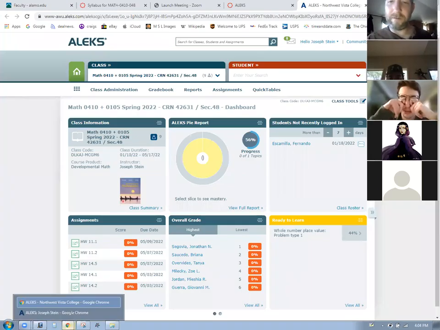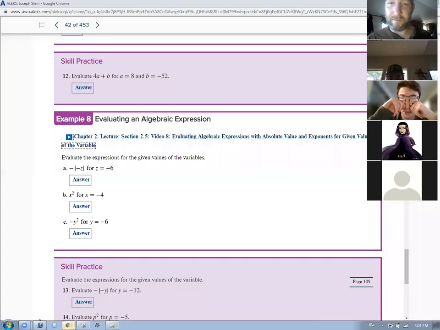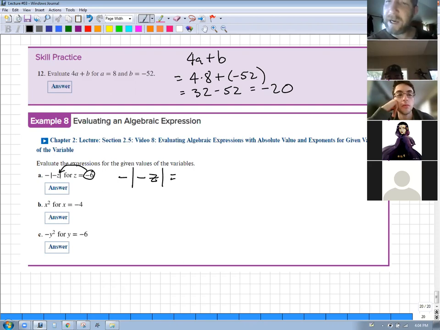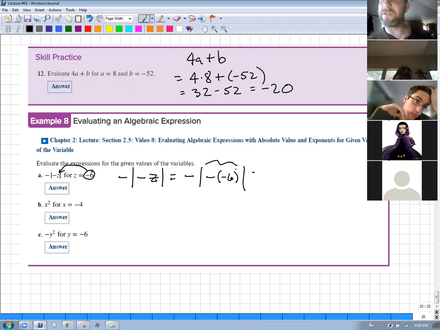All right. So let's look at some of these examples here. Evaluate the expressions for the given values of the variables. So all we're going to do here is take -6 and replace z with it, okay? So we have a negative absolute value of -z. So negative absolute value of negative z here is a -6. All right. So working inside of here first, let's keep our minus.